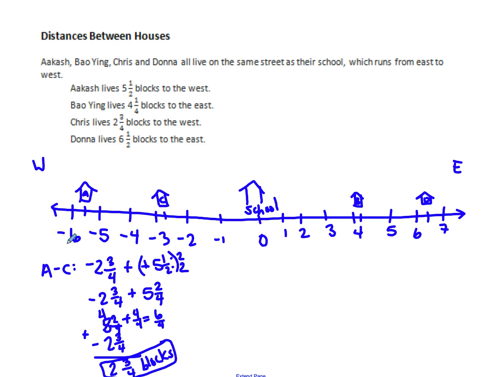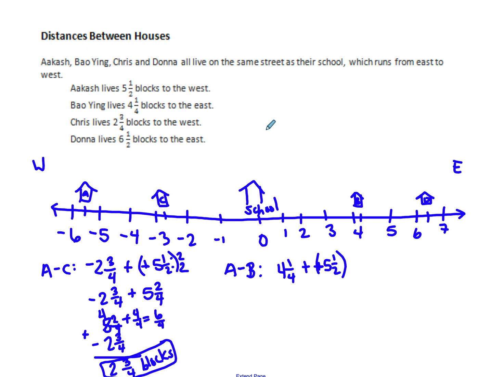Okay, so that's Akash to Chris. I'm now going to do Akash to Baoying. Okay, and again, I'm going to start by writing the subtraction problem. So Baoying is 4 1/4 minus -5 1/2. Boom, change to addition, boom, change the sign. I'm now adding but 2 positive numbers.